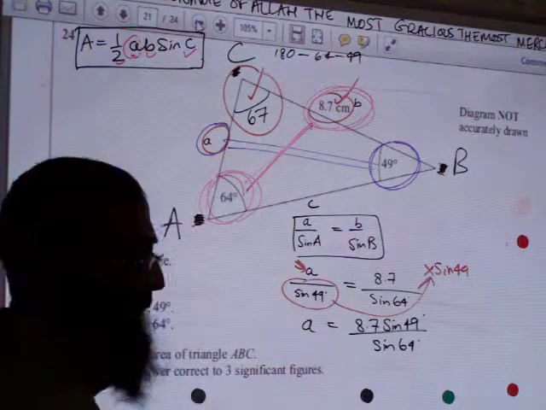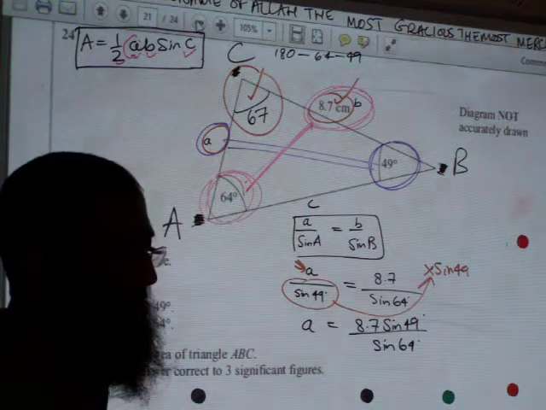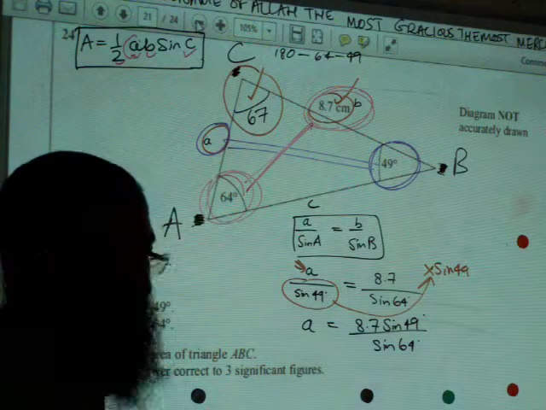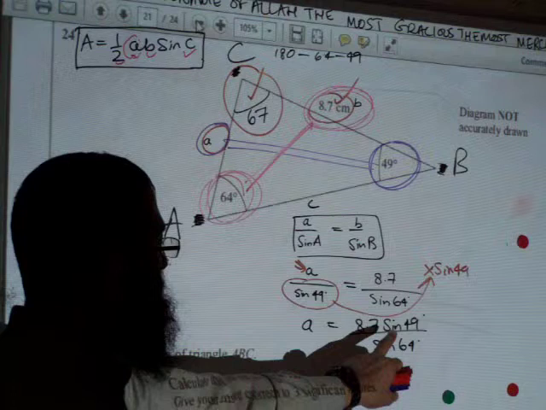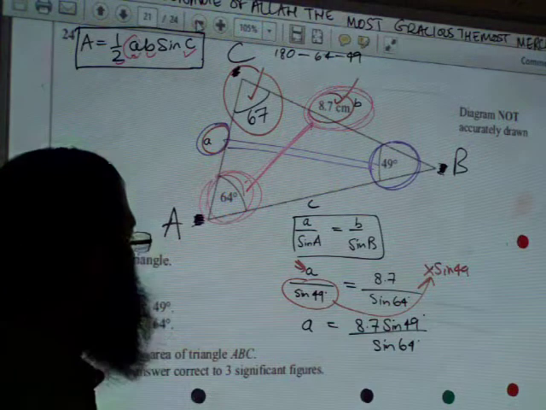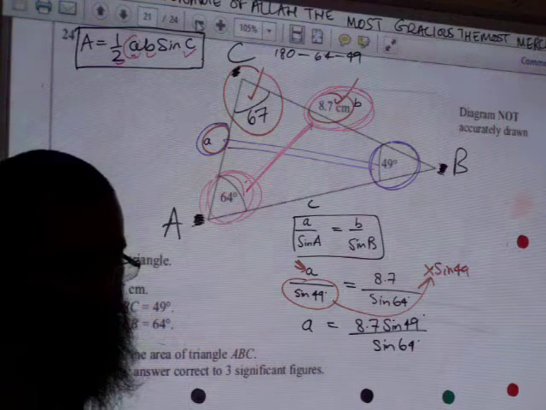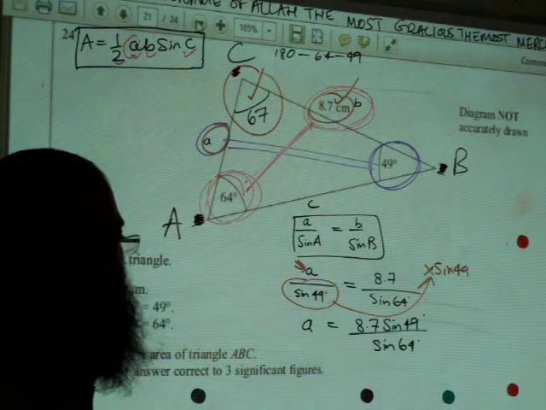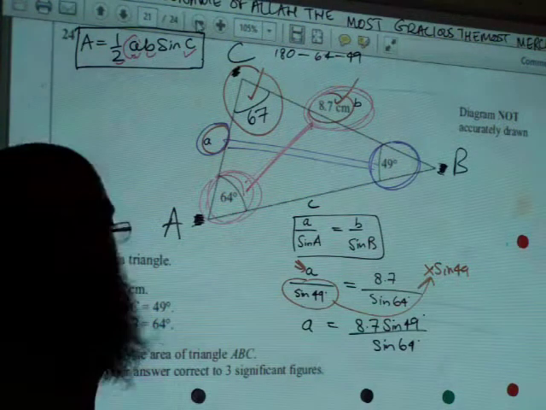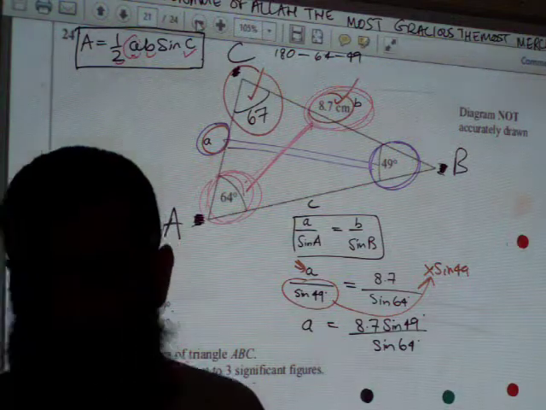Right, next, calculator time. Grab your calculator. Throw it into the calculator. 8.7, make sure you put a times in there as well, please. 8.7 times by sin of 49. On the bottom, use the fraction button as well on these new calculators. Very good. 7.3. Okay, A is equal to 7.3.